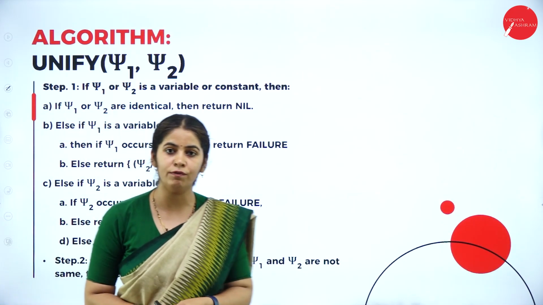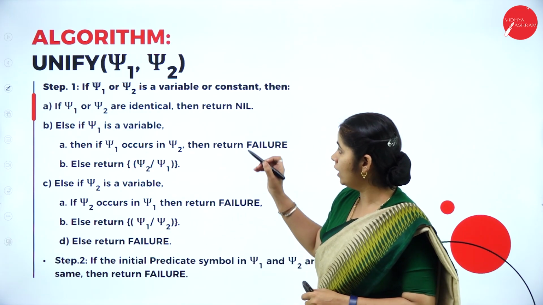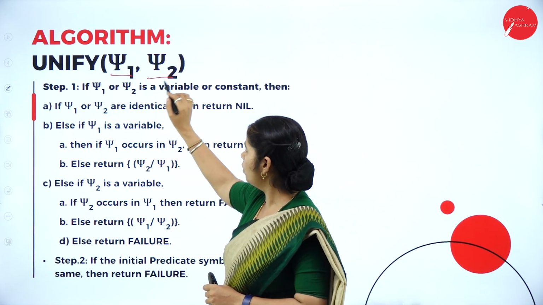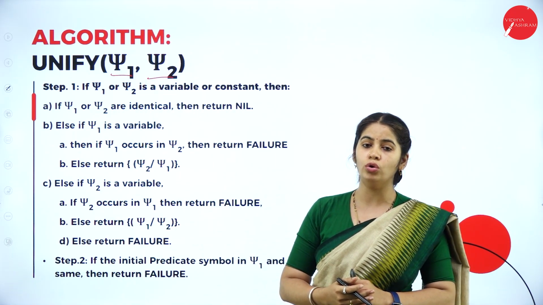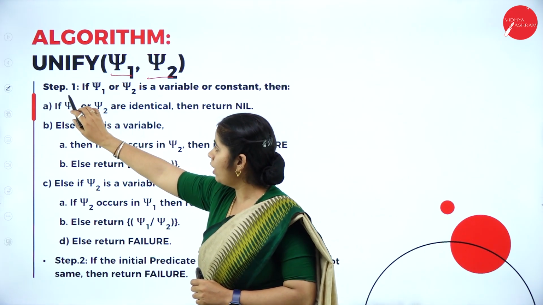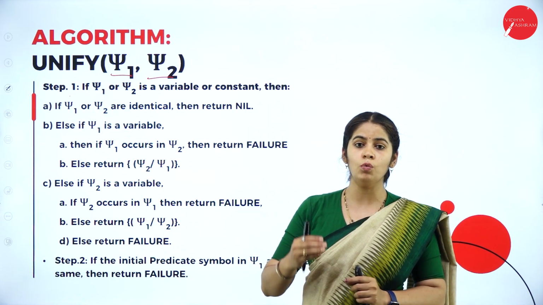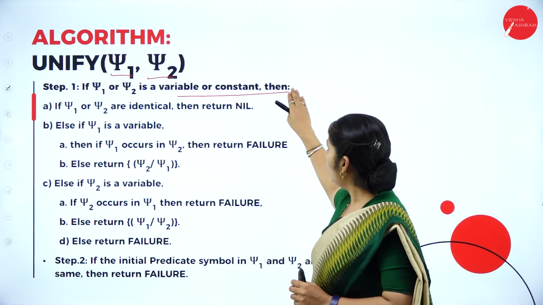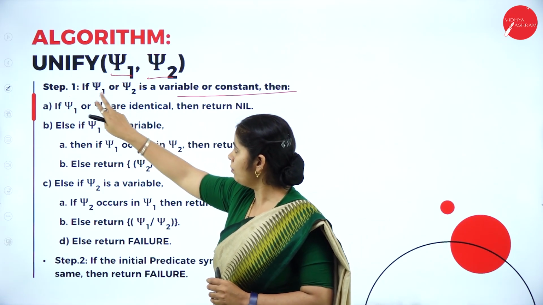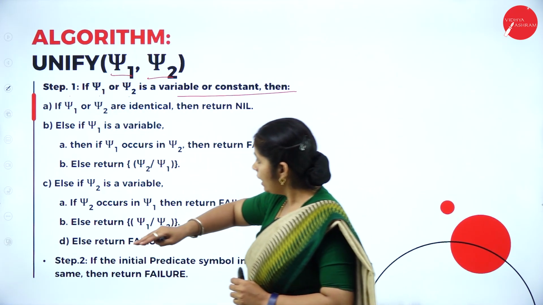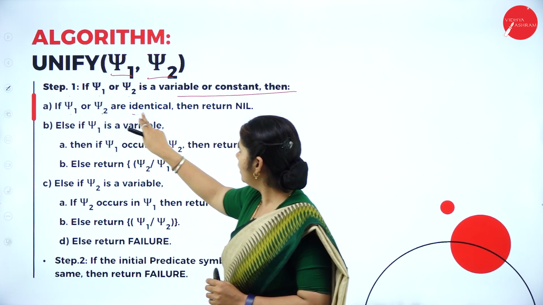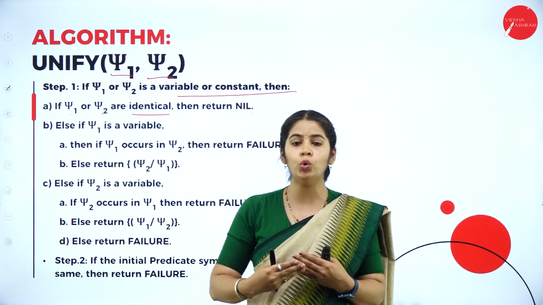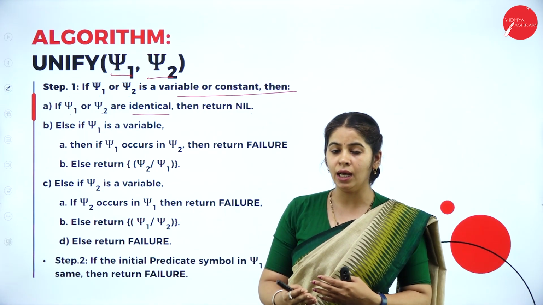Let us see the algorithm for unification. In the unification algorithm, we have psi 1 and psi 2 as two literals. Using these two literals, what steps do we have to follow to form the unification? In step 1, it is a condition where unification can fail. They can be a variable or a constant. If psi 1 and psi 2 are identical, then return nil. Because they are already identical, we need not do anything, so we return nil.